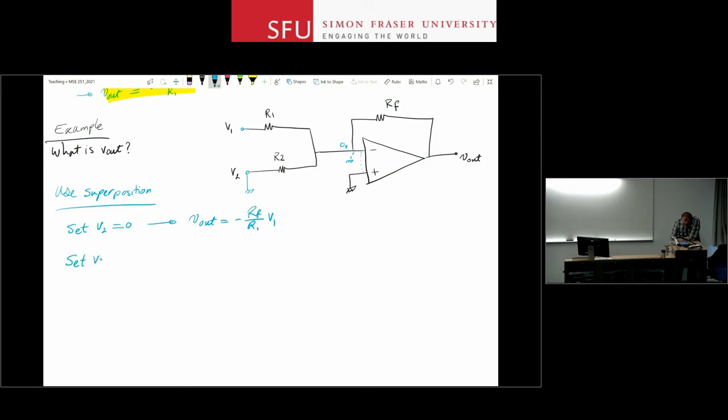Do the same thing for V1. You can see that V out is minus RF over R2 V2. And then combine, right? You can show that then V out is equal to minus RF times V1 over R1 plus V2 over R2. You can have a bunch more resistors down here for different inputs, and then this just keeps going.